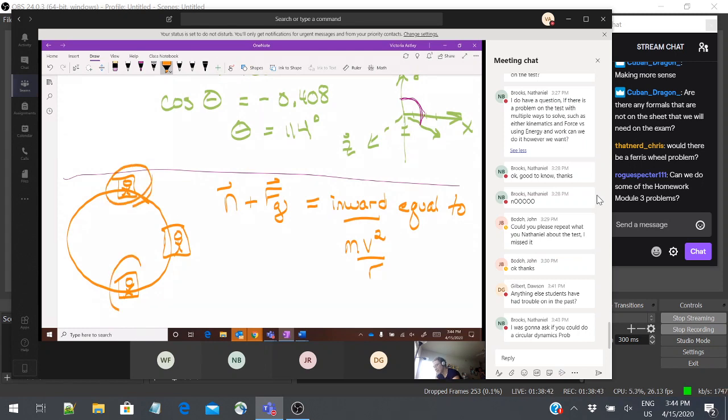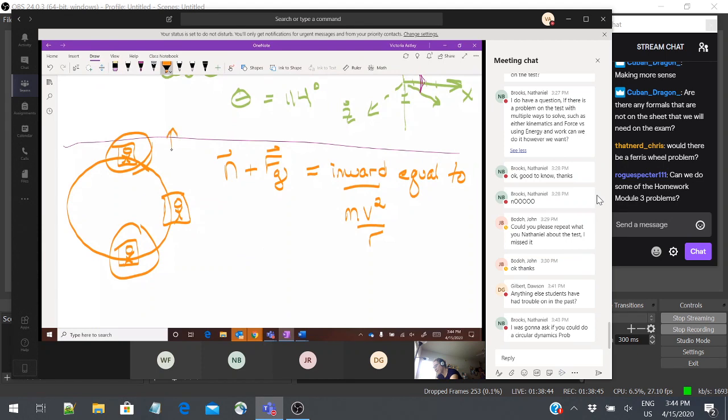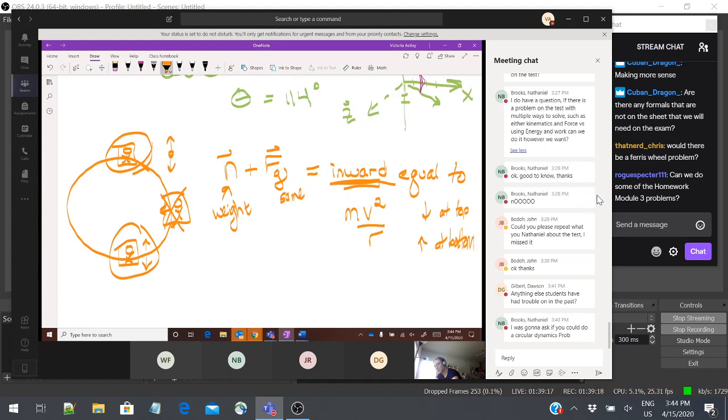Usually we only ask you about the top and the bottom, because then your normal force is upward and your gravity is downward. You don't have to worry about weird angles, so we'll very rarely ask you that. This is your weight, which is the same all the time. But your inward direction will be downward at the top and upward at the bottom, so sometimes this will be positive, sometimes negative.